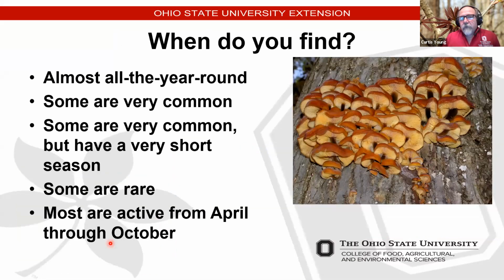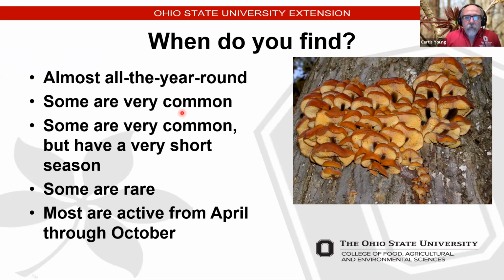When do you find them? Almost all year round, especially when you're looking at some of the perennial fungi like the artist conk. You can find it any month of the year. But even some of the fleshy fungi, such as these velvet stem fungi, can be found very early or even very late in the season. This is one of the very first fungi that begins growing in the springtime. And I can find them as early as late January, beginning of February, and as late as the end of December, with fresh specimens growing at that time of the year.